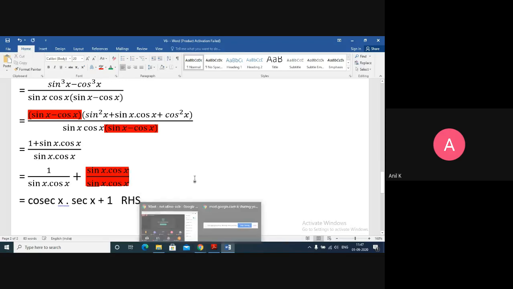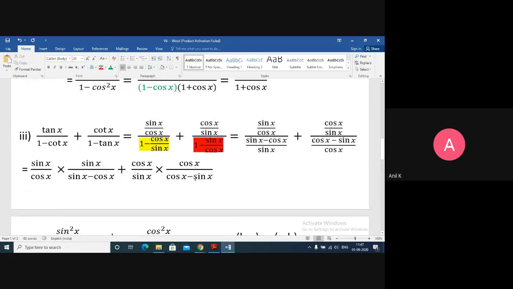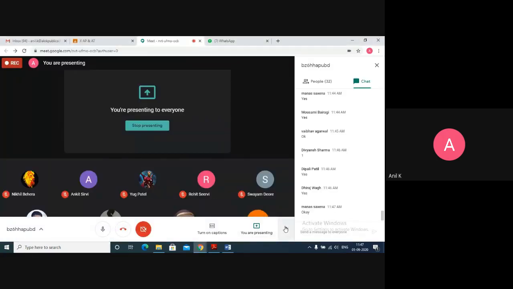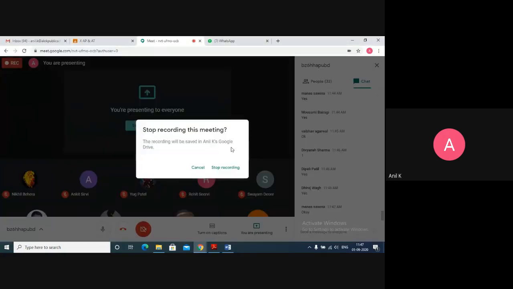So what I suggest is, after the class, you copy the question and solve it again. You solve it twice, thrice, till you get the correct answer. There is a chance of it being asked in the exam, even in the board exams also. And a few more questions will come in the same way.